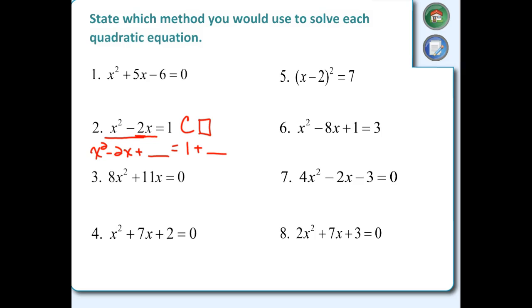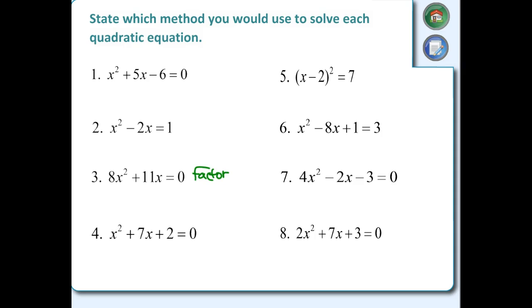So now you could make it equal 0 and use quadratic formula, but I don't think factoring will work on number 2. So let's look at number 3. Well, when I look at number 3, what idea of factoring would work the best? Oh, did you notice that we have a GCF? We do. So I'm going to use factoring.